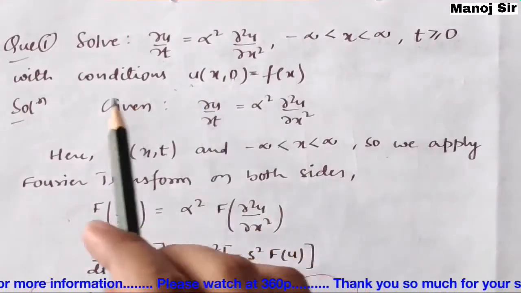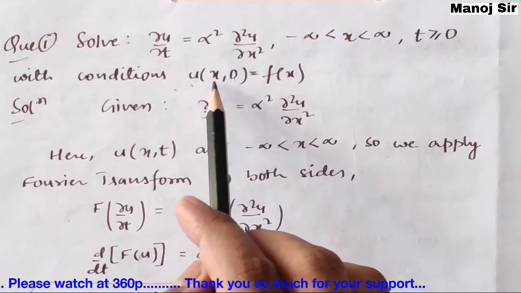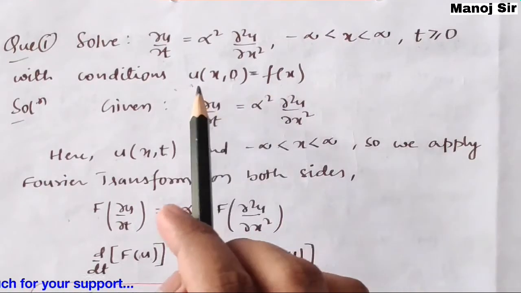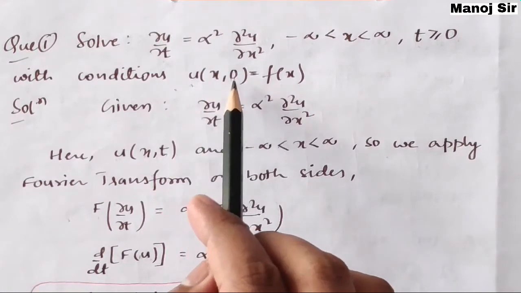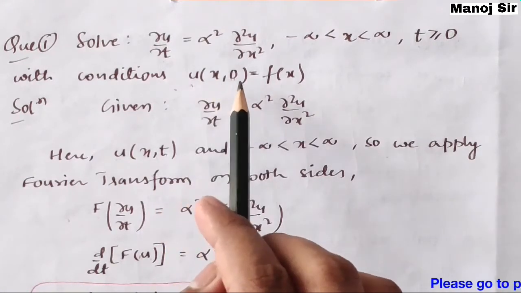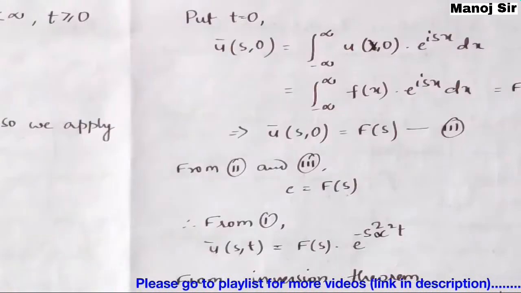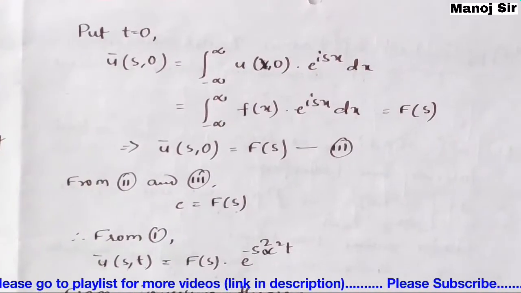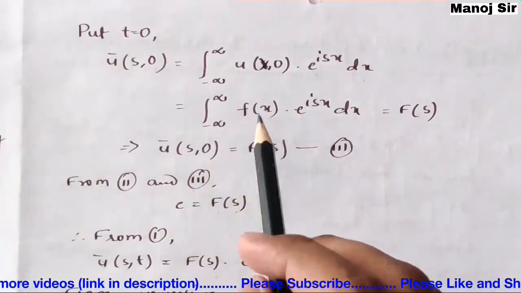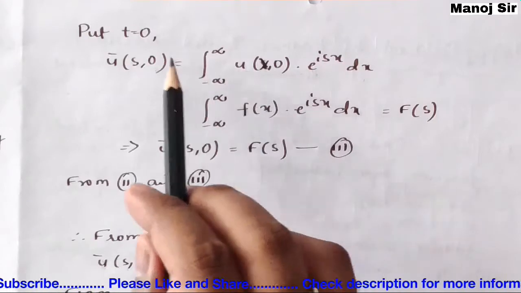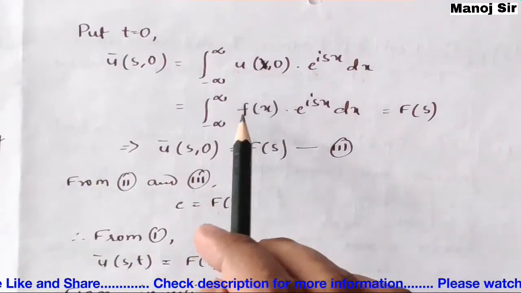The condition is u at x comma 0, that is at t equal to 0, u will become f of x. u is a function of x and t, and at t equal to 0, u becomes f of x. So I am applying this here. As per the given question, u is a function of x and t, and at t equal to 0, this will become f of x.